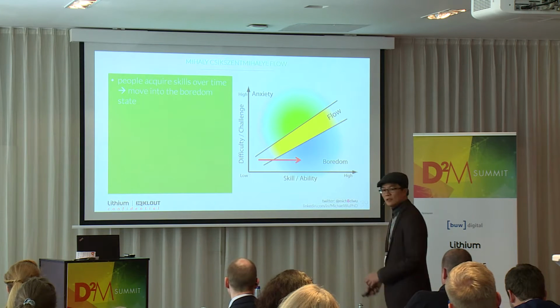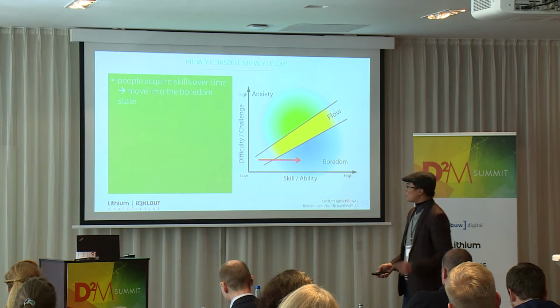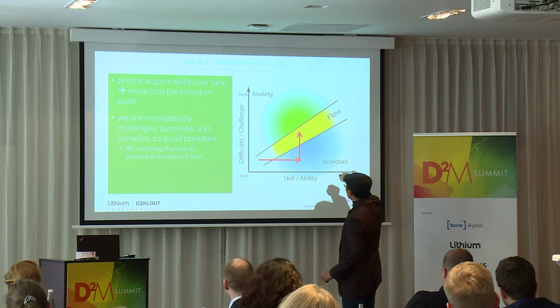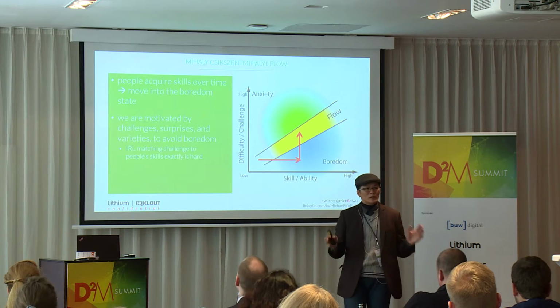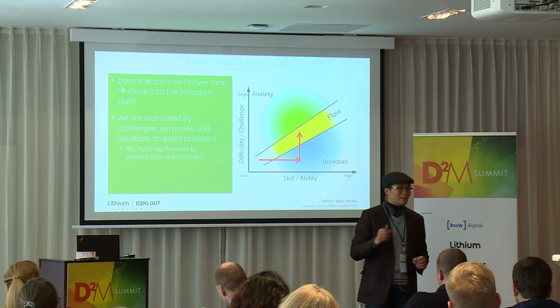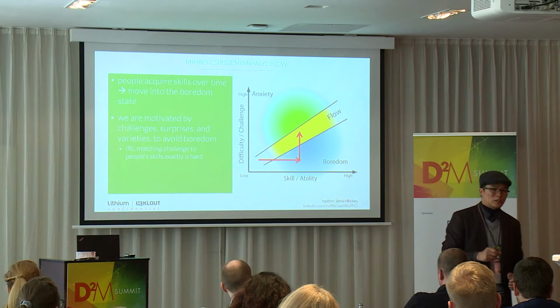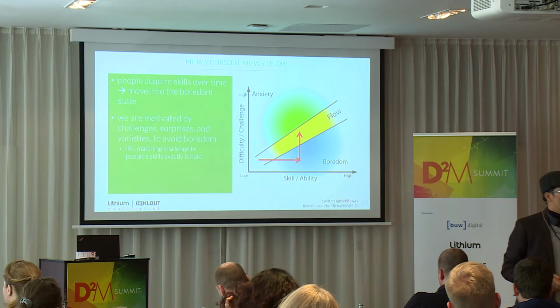So how do you fix this? Well, to fix this is really easy. Basically, you give them a task that's more difficult, and then you move back into flow. The problem is that in real life, it's really, really difficult to find a task with just the right amount of difficulty to move them back into flow.